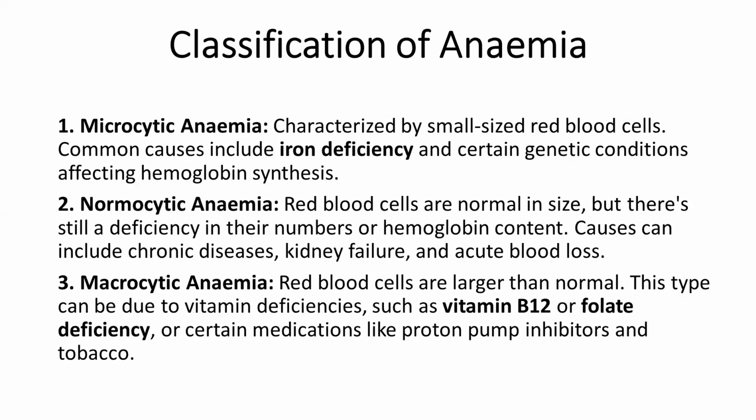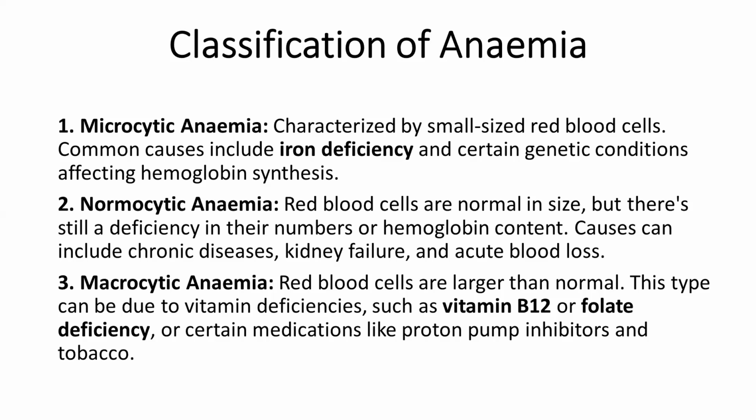Now, moving forward, we will describe more about the morphological classification of anemia. Microcytic anemia is characterized by small-sized red blood cells. Common causes are iron deficiency anemia and certain genetic diseases that affect hemoglobin synthesis. Then there is normocytic anemia. Red blood cells are normal in size, but there is still a deficiency in their number or hemoglobin content. Causes can include chronic disease, kidney failure, and acute blood loss.